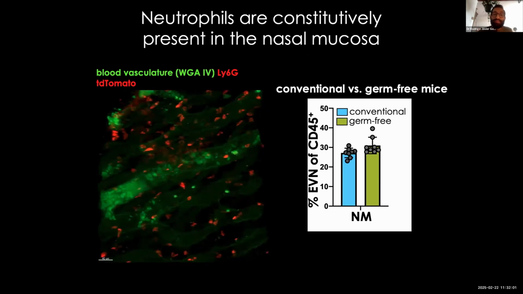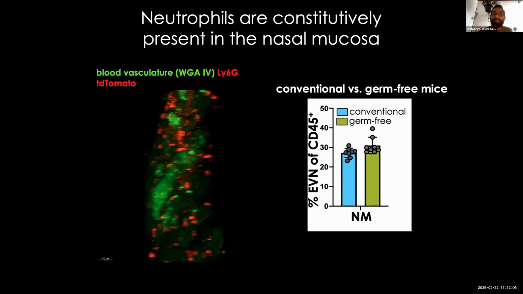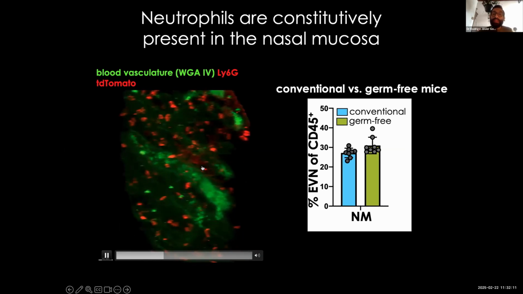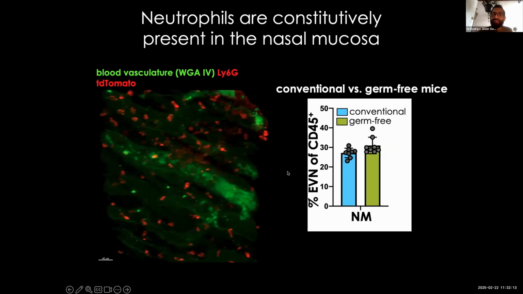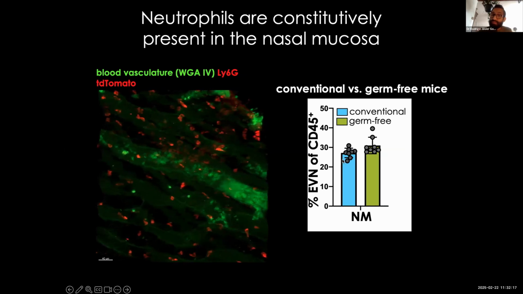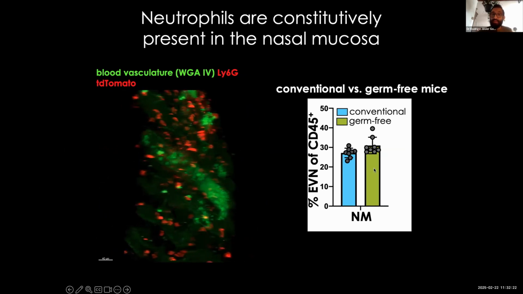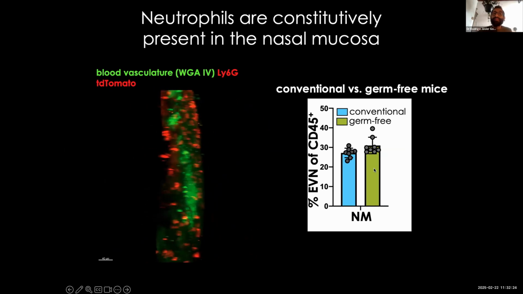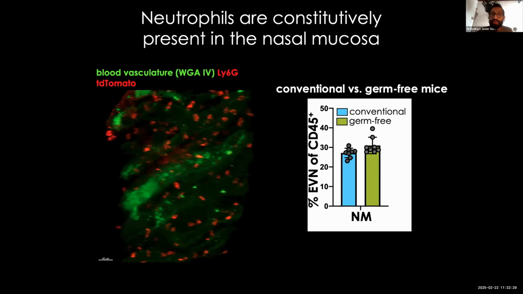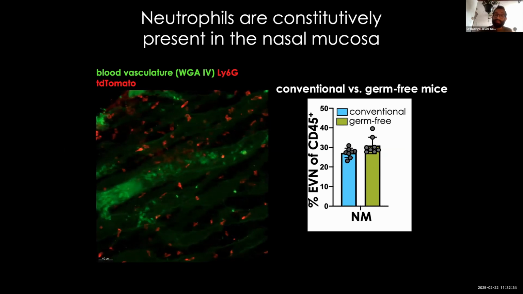However, we can still see them in fixed tissues of mice that have been undisturbed at all, and here neutrophils are in red and blood vasculature is in green. We see them in large numbers that actually account for about 25% of all extravascular immune cells in the tissue. Interestingly, not only in conventional mice, but also in germ-free mice. Overall, what this is telling us is that neutrophils are constitutively present in the nasal mucosa, not because of trauma and not because of the flora that is present in this tissue.